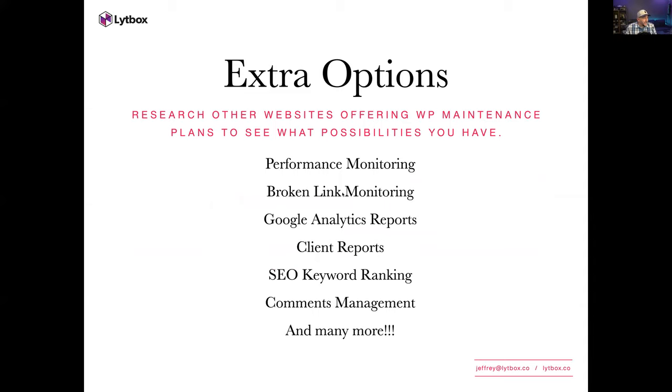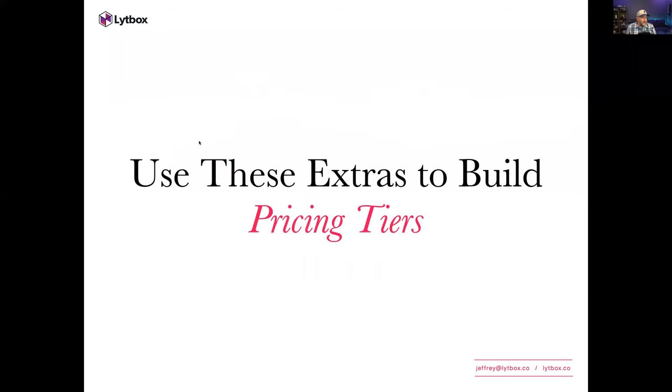A few other options. After you've researched other websites offering WordPress maintenance plans, you'll see the possibilities that you could do. Here's just a few of them right here. Like you could do performance monitoring, broken link monitoring, Google Analytics reports, client reports, SEO keyword rankings, comment management. You could do spam management. There's a lot of things that you could add into the plans as extras. And these are how you build your pricing tiers. So it's good to have options.